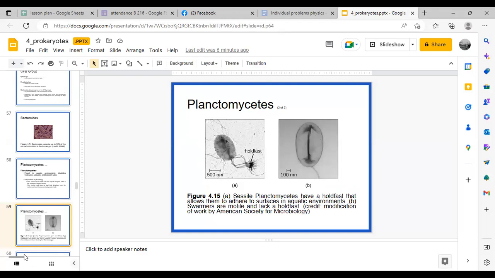So pag sinabi mong sessile, it's not moving, no? Sessile planktomycetes have a holdfast that allows them to adhere to surfaces in aquatic environment. So di siya gumagalaw. So you have also some species that are swarmers. So they are moving and they lack holdfast. So dun sa left picture, yan yung example ng mga sessile na planktomycetes. And on the right is an example of a swarmer or able to move around. So it's motile.